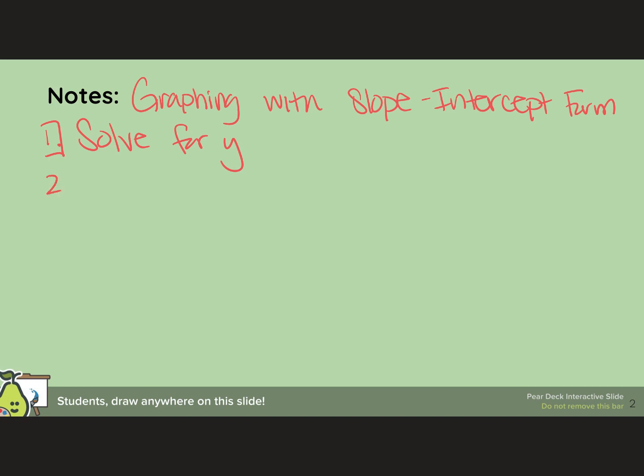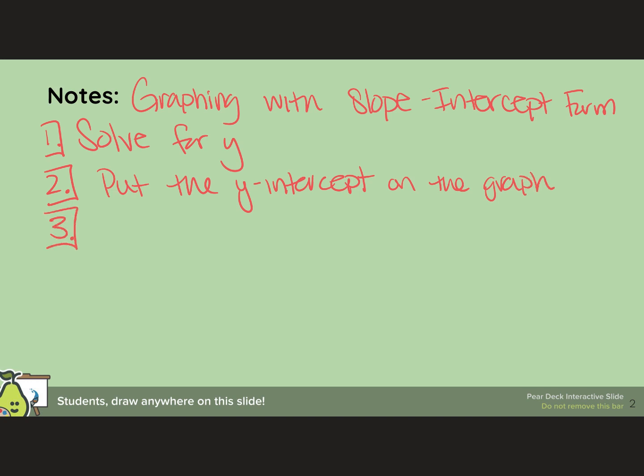The second step, these aren't going to make sense to you yet, don't worry about it. The second step is you're going to put the y-intercept on the graph. And then your last step is you're going to use slope to add 2 more points to the graph.